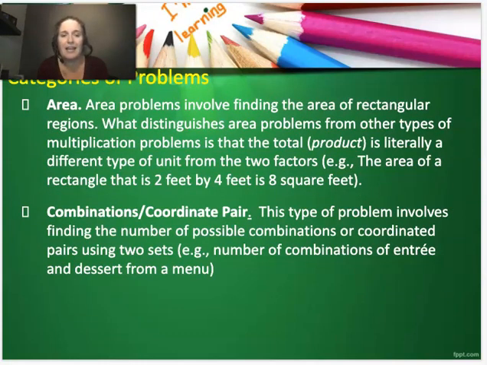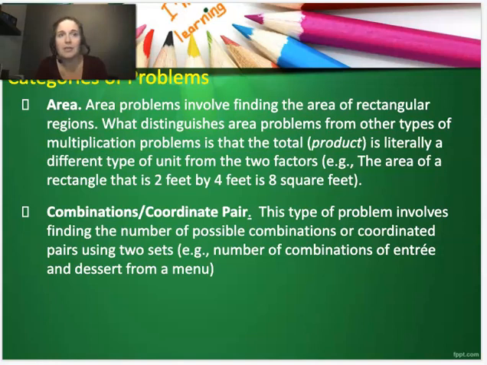The next type is area. So we often see or solve problems finding the area of rectangular regions. What distinguishes area problems from other types of multiplication problems is that the total product is literally a different type of unit from the original 2 factors. So the area of a rectangle that's 2 feet by 4 feet is 8 square feet. So the units are different.